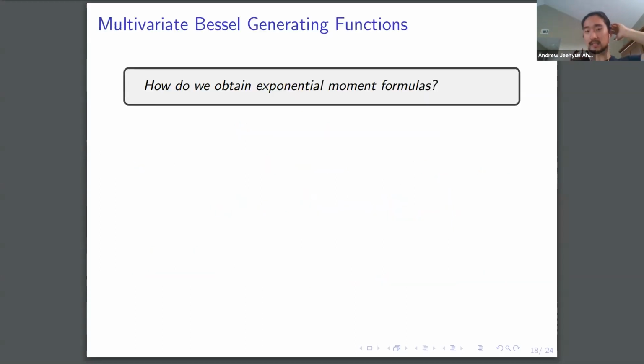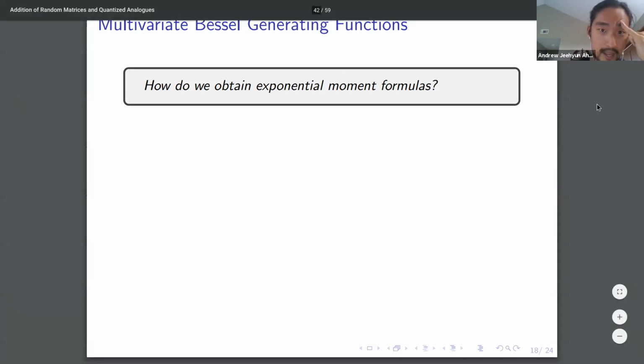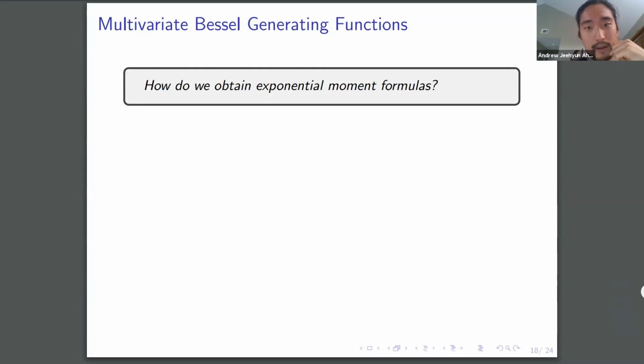So this leads us to asking, okay, we're going to take this approach. So how do we obtain the exponential moment formulas for these additive random matrix models? For this, we use the formalism of multivariate Bessel generating functions. This is sort of a big word, and I'm probably just going to refer to it as an MBGF from now on. But really, the way you should think about this is as some analog of the characteristic function in this random matrix world.